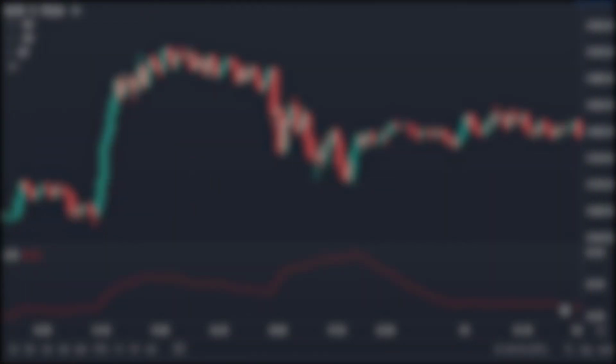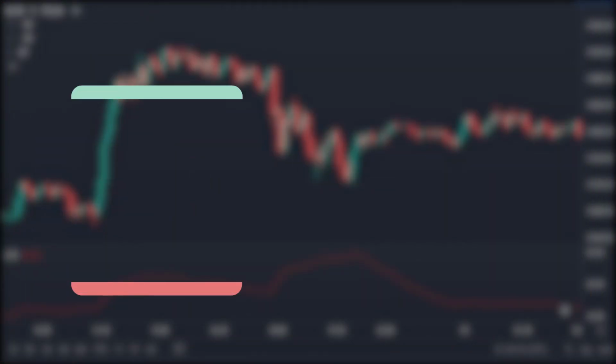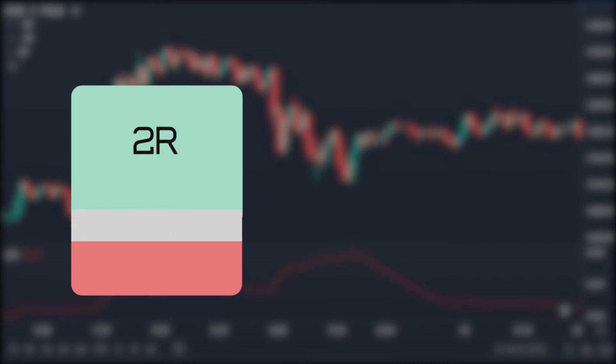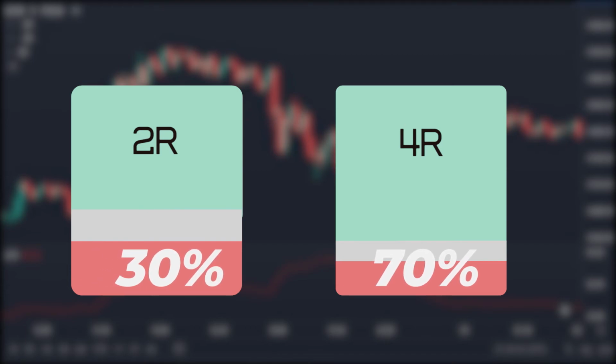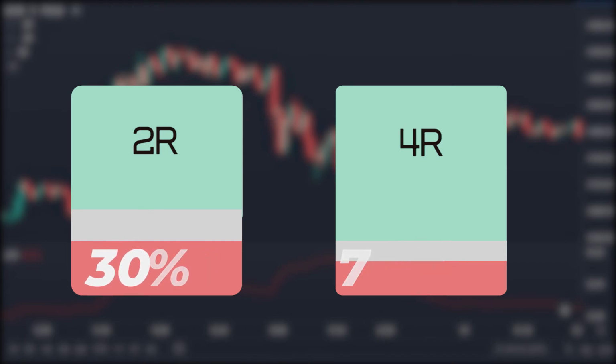For our profit targets, I have found placing the take profit at a 2 risk to reward ratio is the optimum place to put your take profit. I used to use a 4 risk to reward ratio, but I found that my strike rate increased to 70% from 30% when using the smaller target. And hence, even though I make only 2% per trade rather than 4%, I win more trades, meaning overall, I make more money. Now, let's look at an example of this strategy in action.